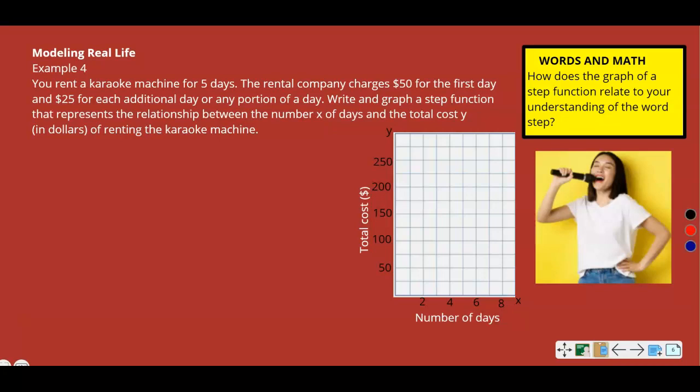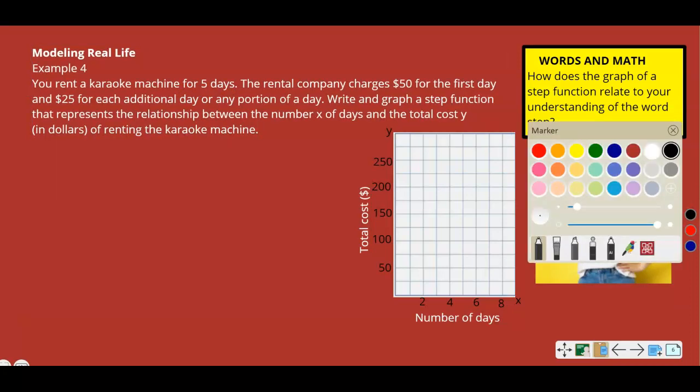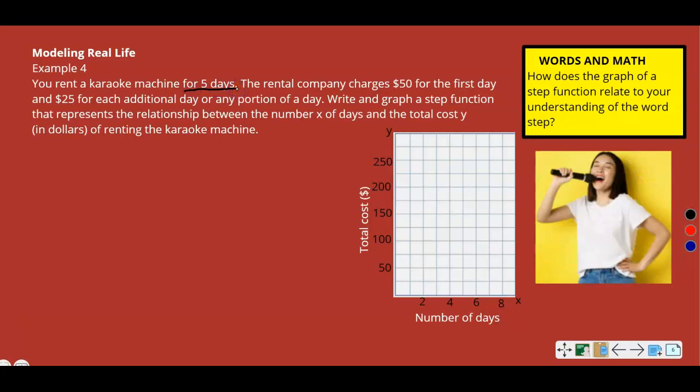All right, so the first thing we should probably do is make a table and just kind of get a feel of what's happening. We're going to rent a karaoke machine for 5 days, and the first day, they're going to charge me $50. So let's put number of days, and then the total cost in dollars.